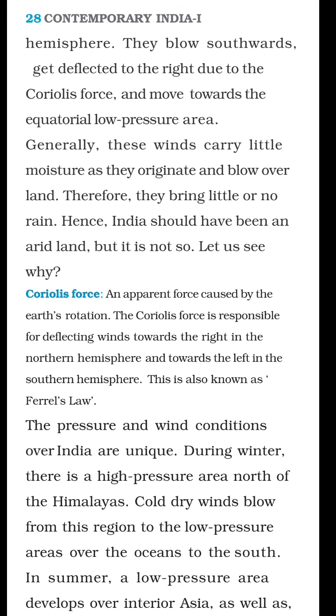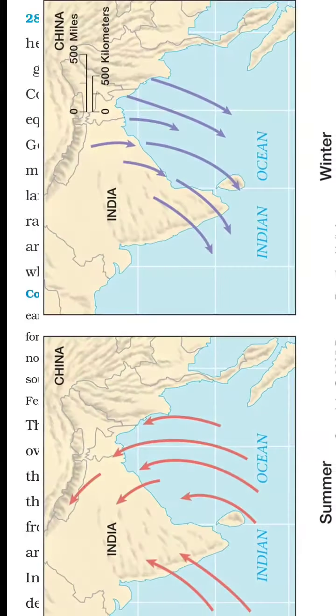During the winter there is a high pressure area north of the Himalayas, and cold and dry wind blows from this region to the low pressure area over the ocean to the south.